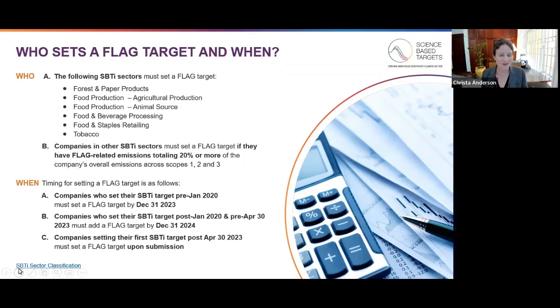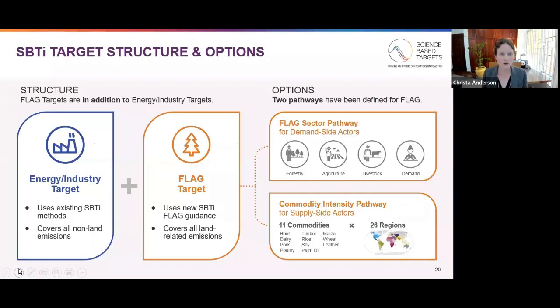C, that final category, the final bucket, is companies who are setting their science-based target for the first time. And for these companies, it'll be required after April of 2023 to add a FLAG target if you are in need of a FLAG target. So after next April, all companies are going to need to add FLAG targets at the same time that they set their general science-based targets for energy and industry. I can go to the next slide. That covers who and when.